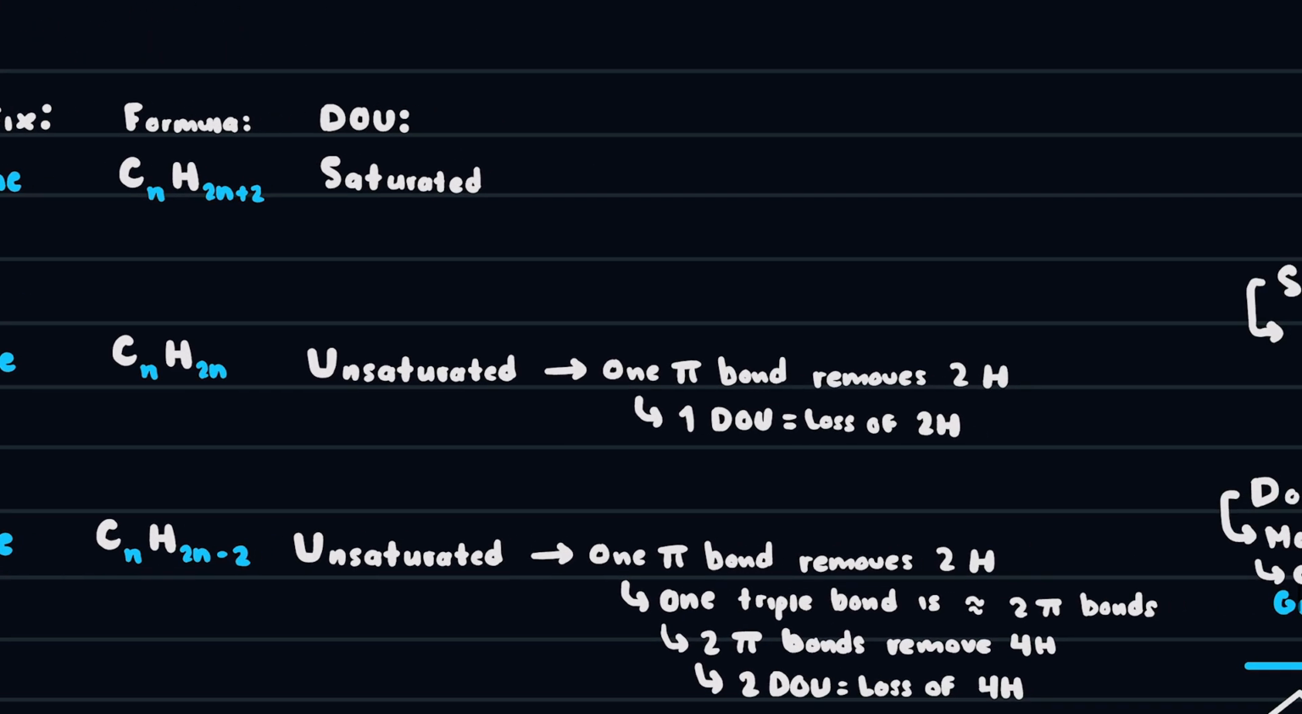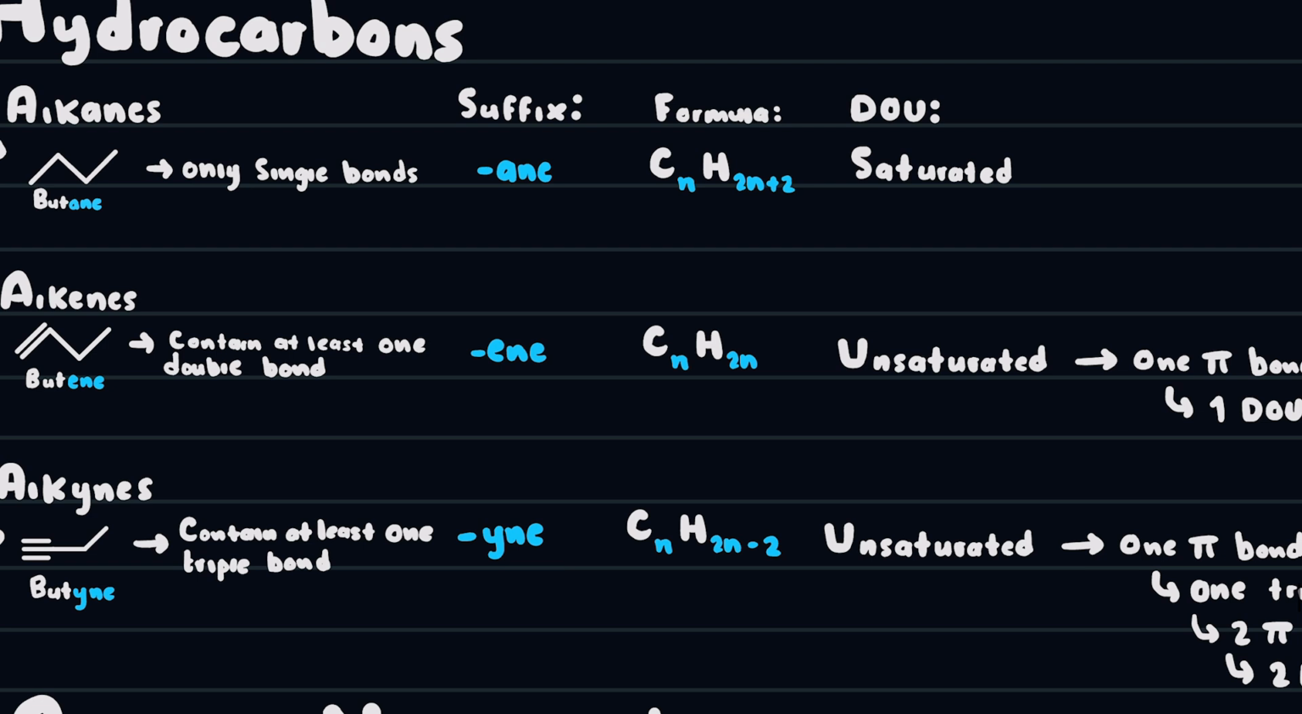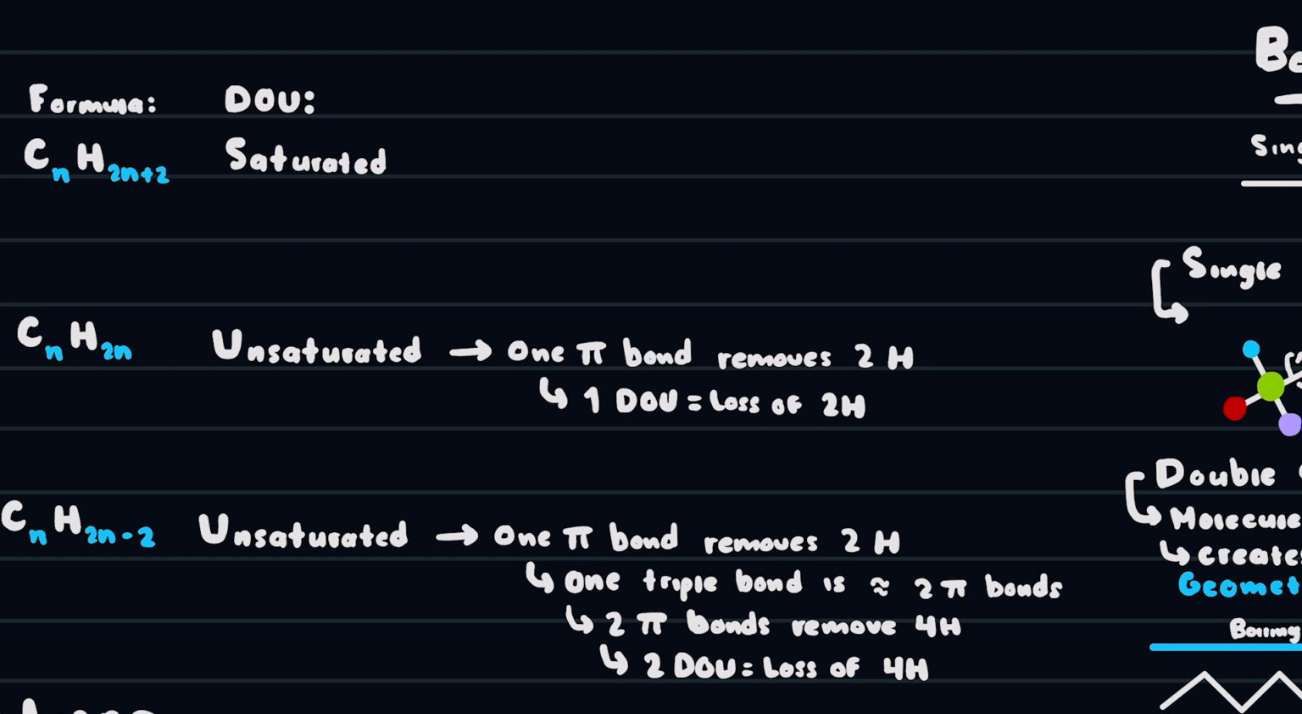Due to the presence of the pi bond removing the capability of bonding to 2 hydrogens, we call this molecule or hydrocarbon unsaturated. So alkenes and alkynes are unsaturated molecules. Why is this? Well, they have 1 pi bond, and we know a pi bond removes 2 hydrogens, which we call 1 degree of unsaturation.